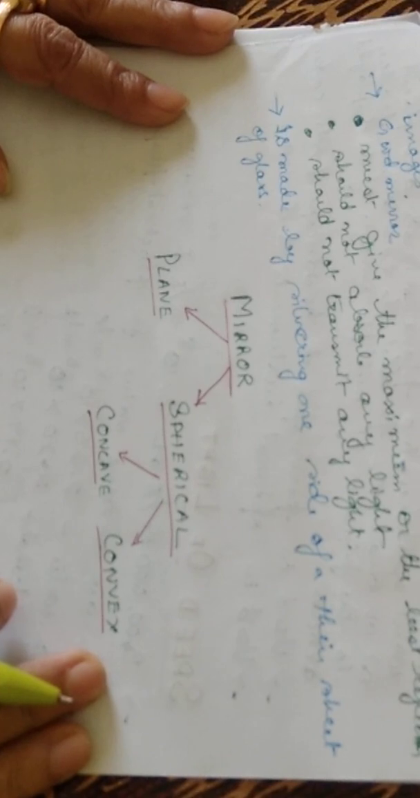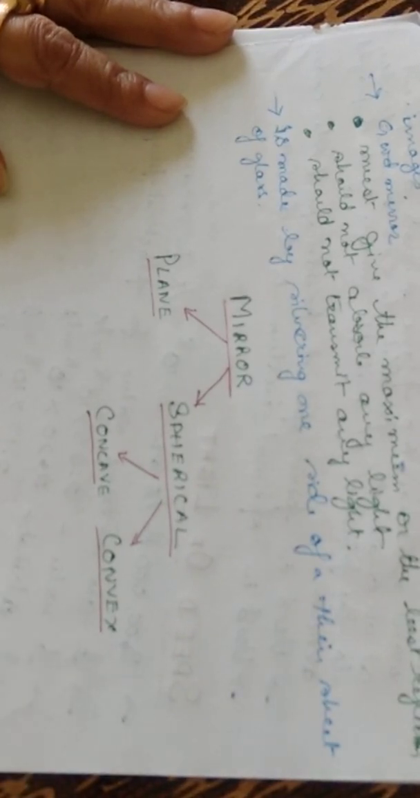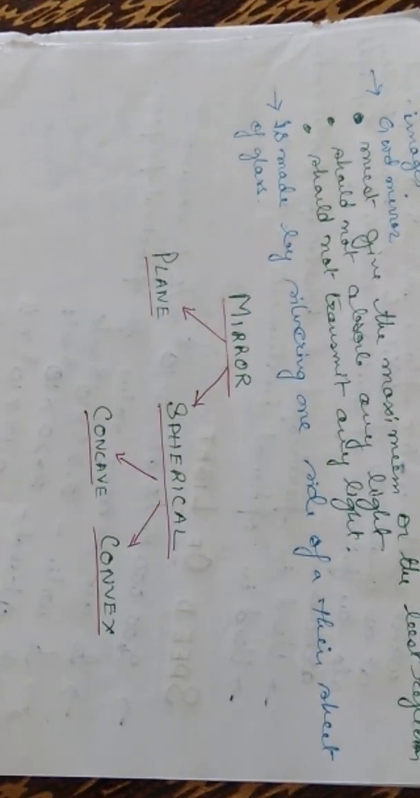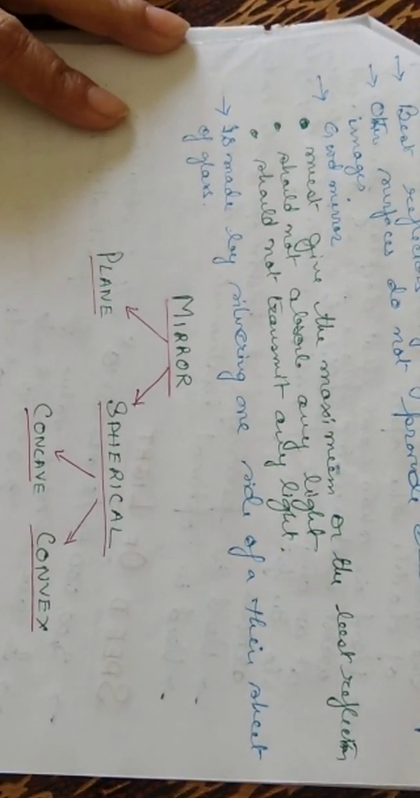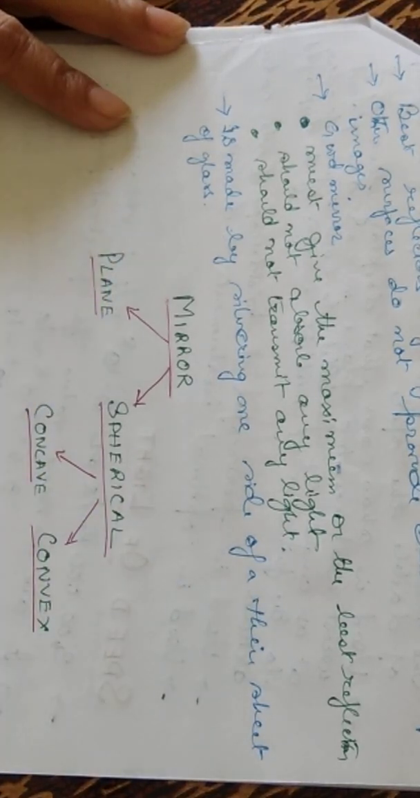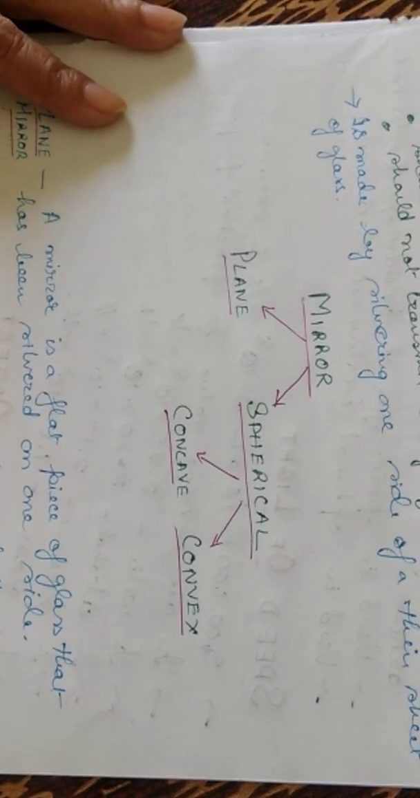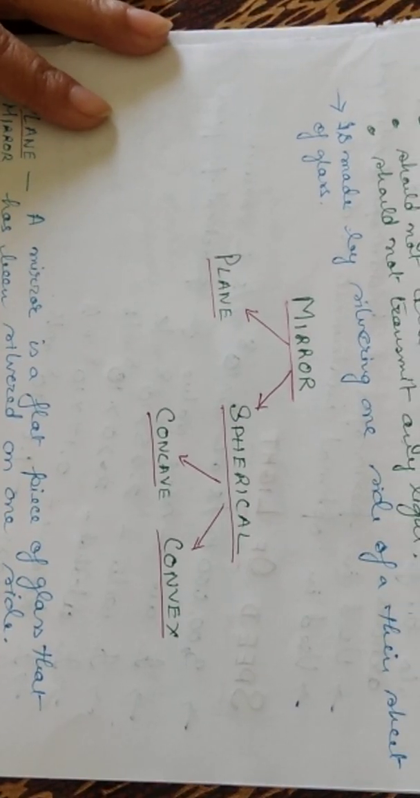So a good mirror has to give the best reflection. It should not absorb any light. It should not transmit any light. All light should be reflected back. That is the characteristic of a good mirror. It is made by silvering one side of a thin sheet of glass.